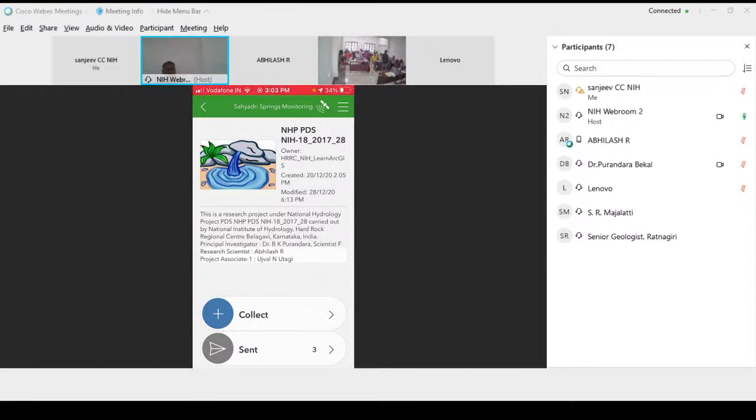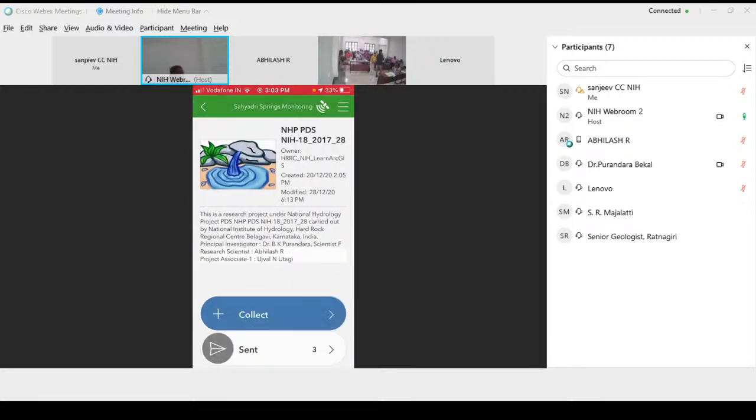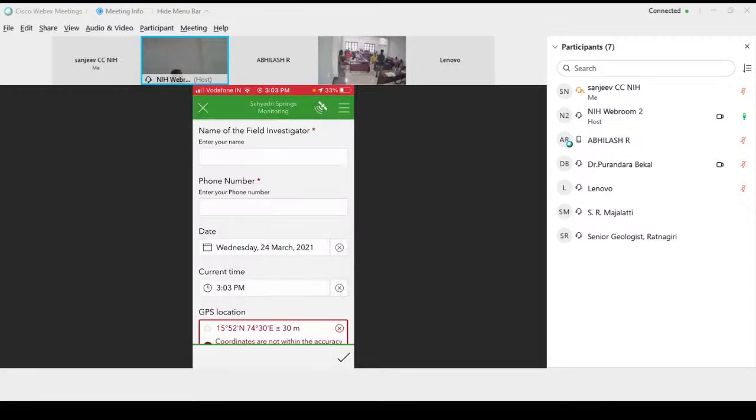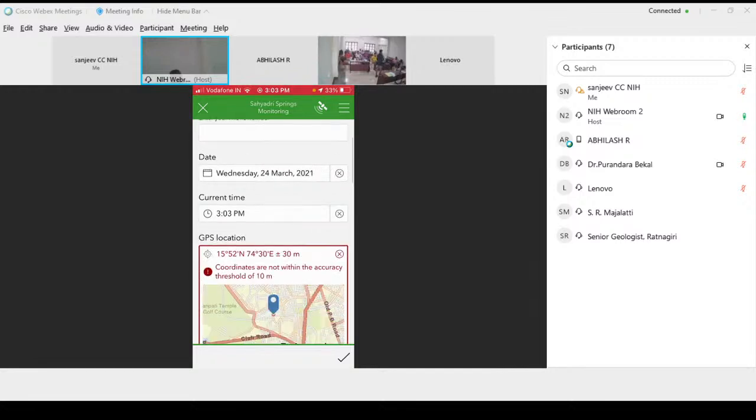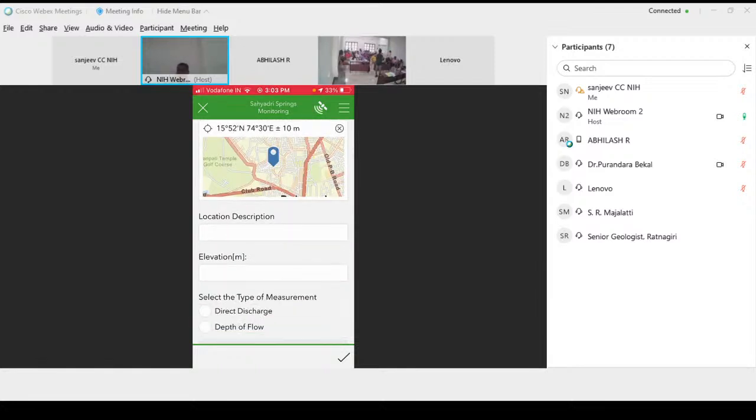So here we are using the mobile app. This is a demo on how we collect the data. Once we do the collection, this is the collect screen. You will be asked for the name of the investigator and phone number, and also it takes the location of the field surveyors, and you can give the area.